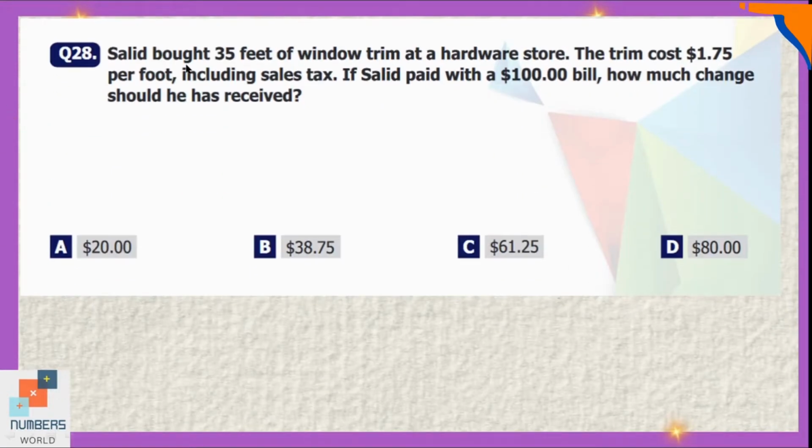Question number 28. Salad bought 35 feet of window trim at a hardware store. The trim cost $1.75 per foot, including sales tax. If Salad paid with a $100 bill, how much change should he have received?